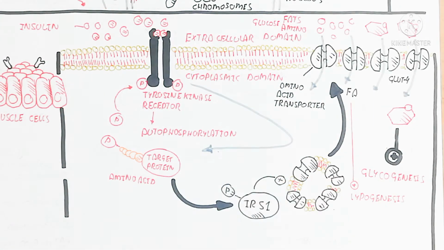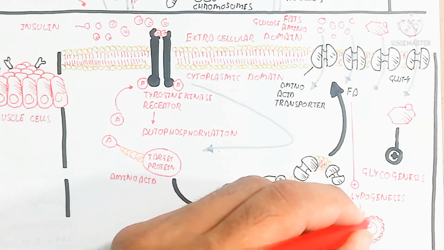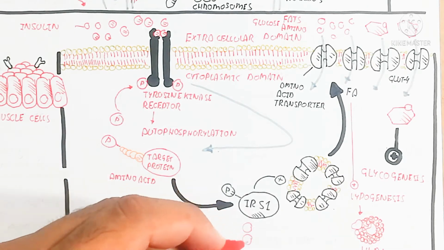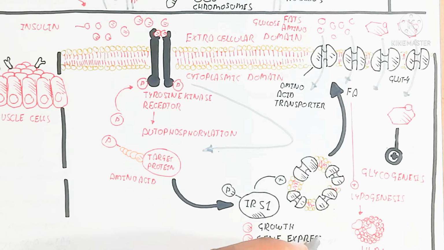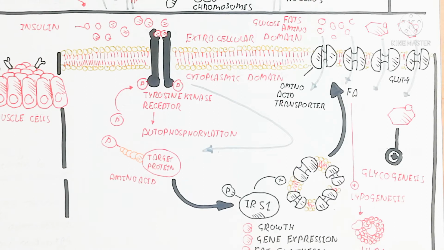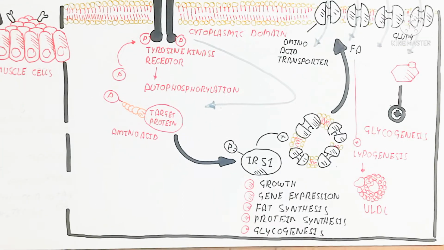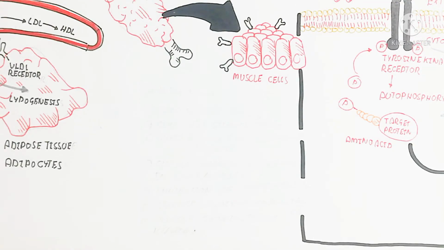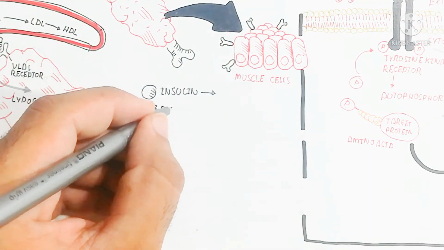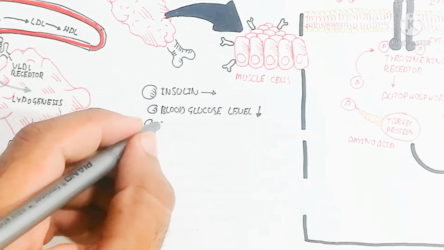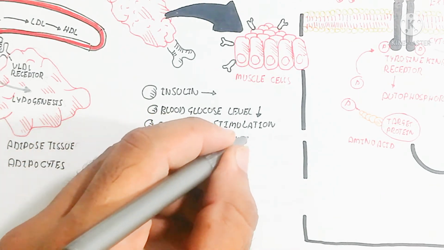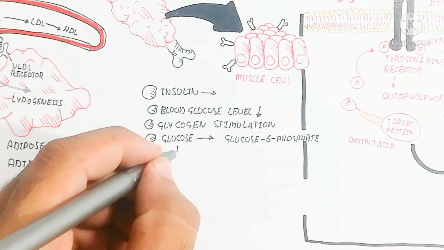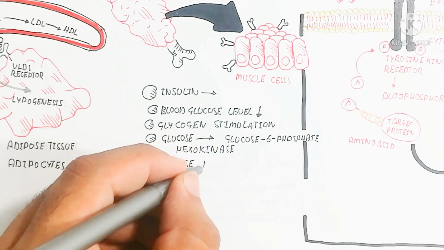While on the other hand, if fat enters the liver cell, for example, it produces lipogenesis to produce very low density lipoprotein, as well as in the adipose tissue if adipose tissue is present here. So on the other hand, it is an anabolic hormone. It means it produces anabolism, not catabolism. On the other hand, the growth and gene expression, fat synthesis, protein synthesis, glycogenesis, these are many anabolic pathways which lead to the insulin receptor tyrosine kinase producing IRS1.